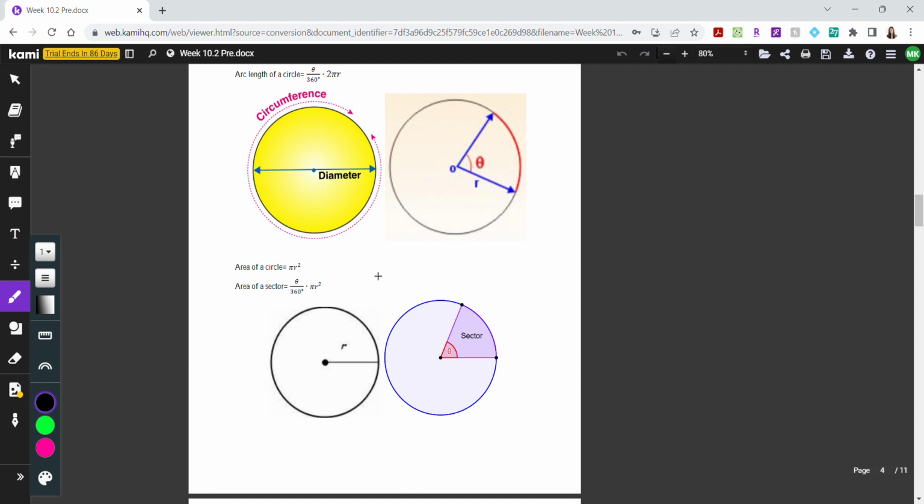Now that's for the area of a circle. We're going to use pi r squared. Now for the area of a sector, again, it is very similar to your arc length. We are going to use pi r squared times the fraction of the circle that we are given. So we're going to take theta, which is the part of the circle that we're trying to find the area for, divided by 360, because that is the entire angle of the circle. So theta over 360 times pi r squared. And that's to find the area of a sector.